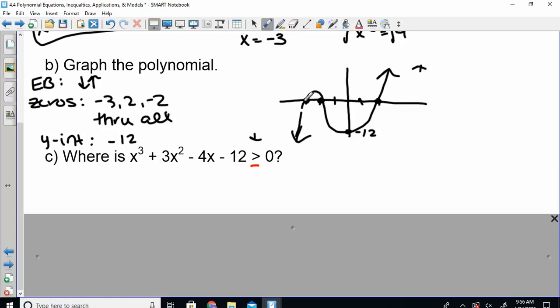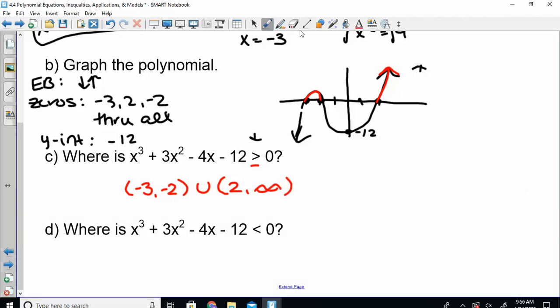Yeah, greater than 0 means where the graph is positive, so that happens here. Remember, you give me the x's, there's no equal to, so we use parentheses. So -3 to -2, union 2 to infinity. If I said less than 0, where's that? -3, union.